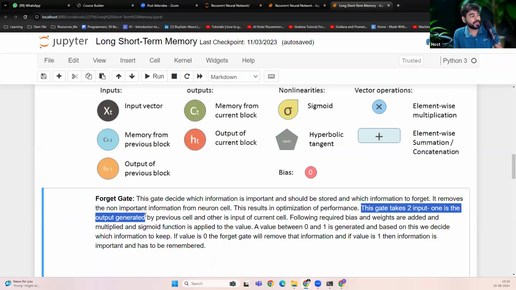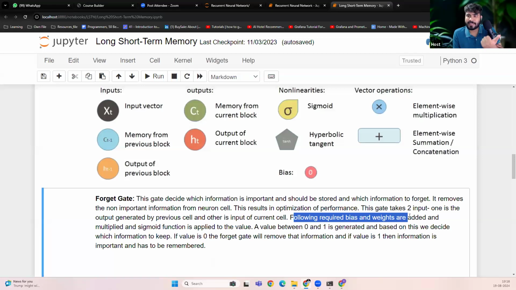One is the output generated by the previous cell, that is called memory, and the other is the input of the current cell. So as I mentioned, we are sending two data. First is the current input, and the second is the previous output as an input. Now, flowing through the required biases and the weights.